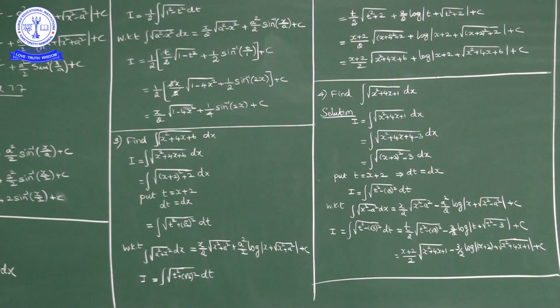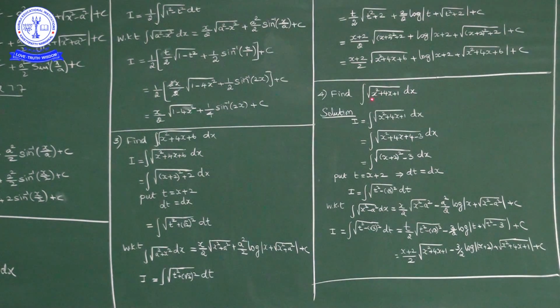Okay, next question. Find integral square root of x square plus 4x plus 1 dx.